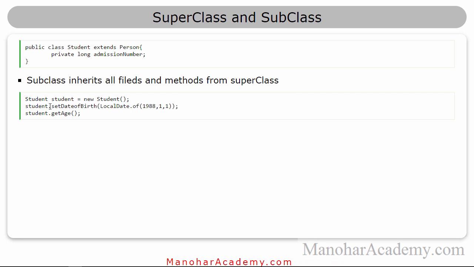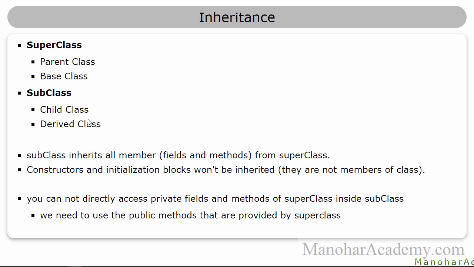Here we can call set date of birth to set the date of birth of the student, which is inherited from the person. Also we can call public methods like get age to find the age of the student. Same is true for employee class. The superclass and subclass have different names. Superclass can be called parent class and base class, and subclass can also be called child class or derived class.